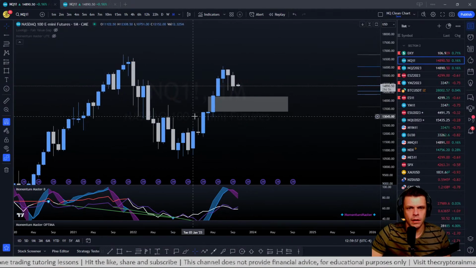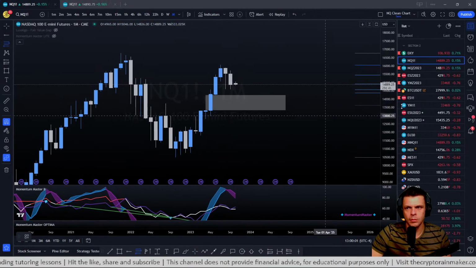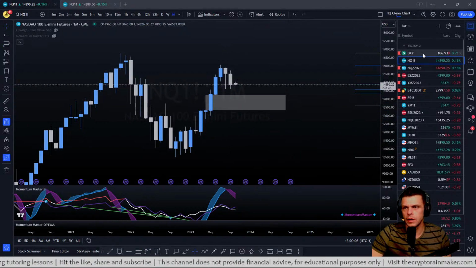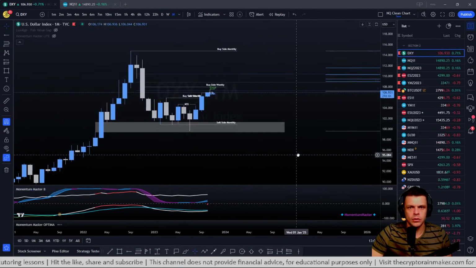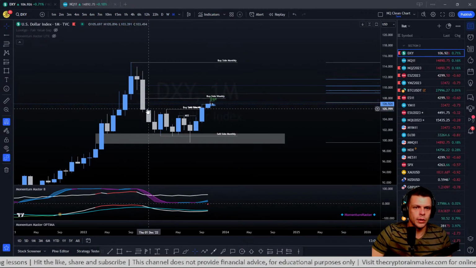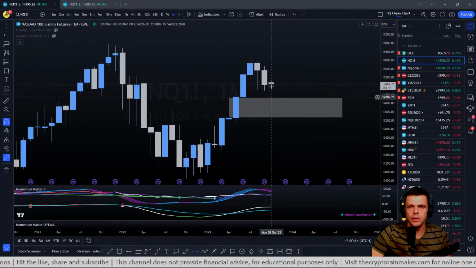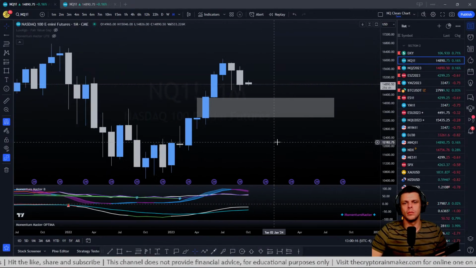Okay, so we had a nice push to the upside. Seems like it will have to come back to the monthly fair value gap. Seeing that it looks like the Dixie is on its way to the upside to reprice this imbalance on the monthly, we could kind of expect the Nasdaq to come down into this imbalance.